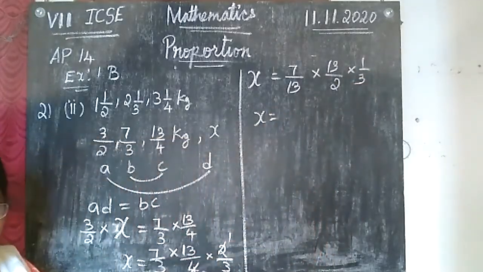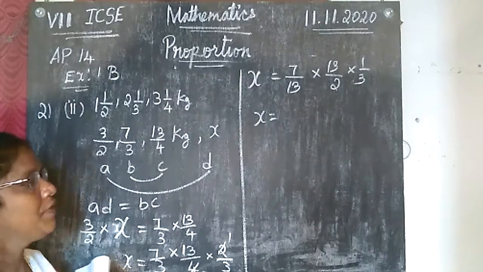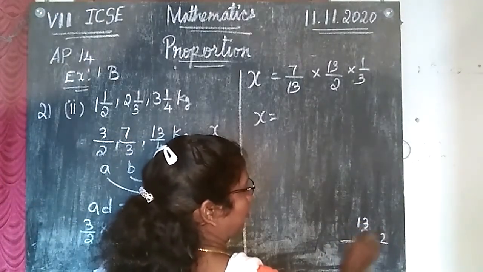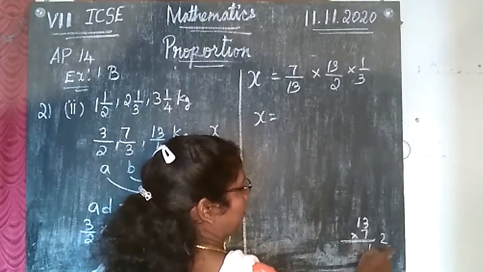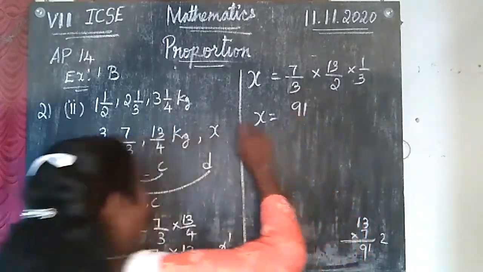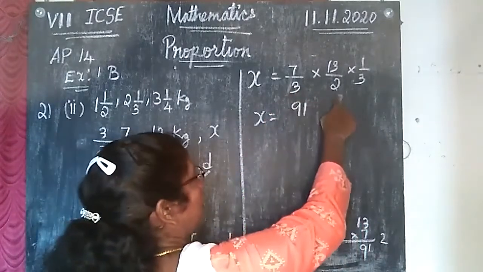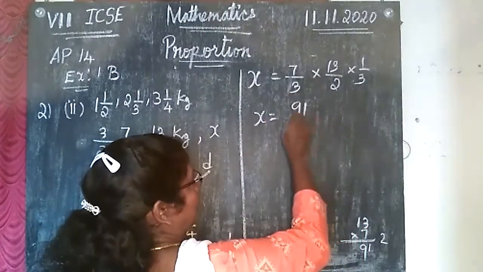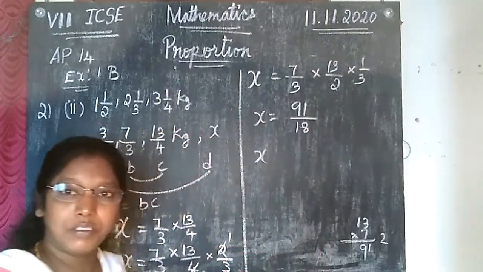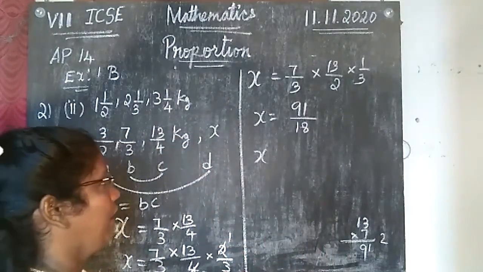Okay, so we'll multiply. 13 7s are how much? 13 7s: 7 3s are 21, 2, 1 7s are 7, 7 plus 2 is 9. That is 91. Here 3 into 3 2s are 6, 6 3s are 18. So x is what? My fourth proportional is 91 by 18.